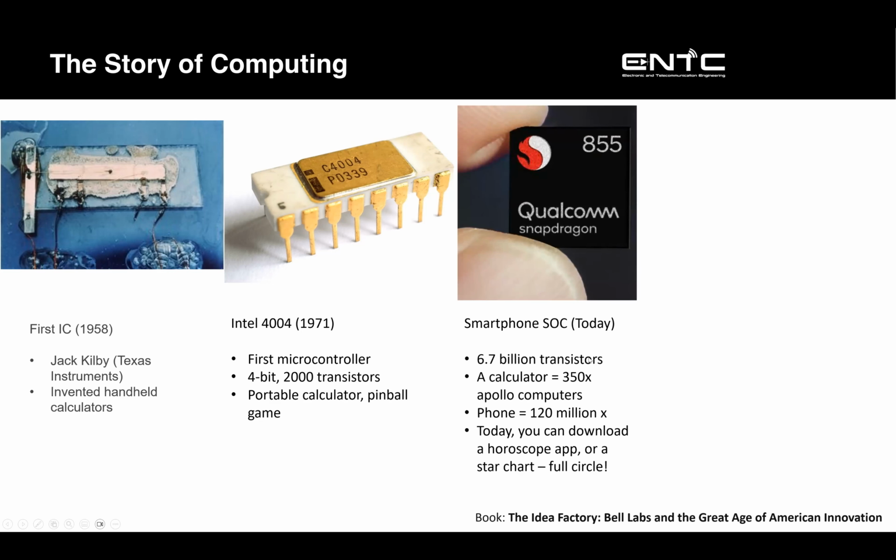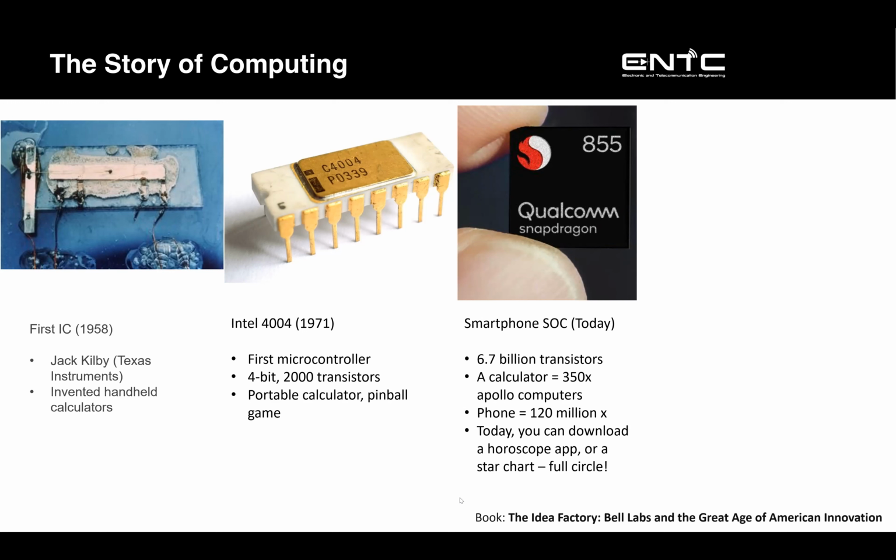And then you have the smartphone SoCs today, which is not a microcontroller, but a processor, right? It's a system on chip. It has a processor and some other stuff, like a GPU and all these things together. In terms of computing, it has 6.7 billion transistors. A simple calculator today has the power of 350 Apollo computers, the computers that were used to land a man on the moon. Our normal calculators are 350 times faster than those, with more performance than them.